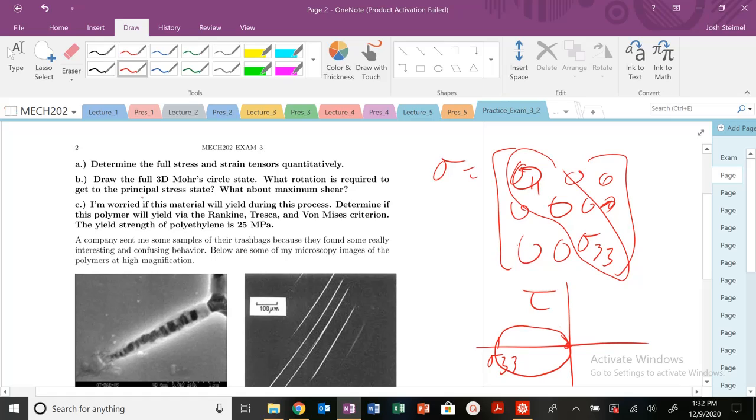What's the rotation to get the principal stress state? We're already in there. So 0, maximum shear, 45 degrees. What's our maximum shear value? It's just going to be sigma 3,3 divided by 2, and that's going to be the absolute value. That'll be your maximum yield stress.